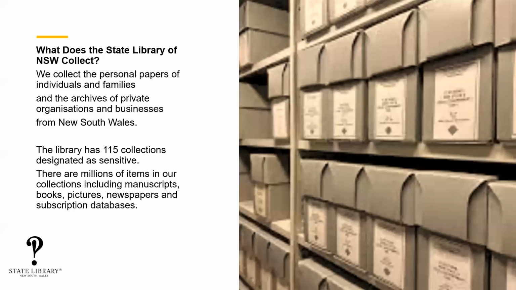So here at the State Library of New South Wales, what do we collect? We collect the personal papers of individuals, families, and the archives of private organisations and businesses from New South Wales. The library has 115 collections designated as sensitive. There are millions of items in our collections, including manuscripts, books, pictures, newspapers, subscription databases, and much more.